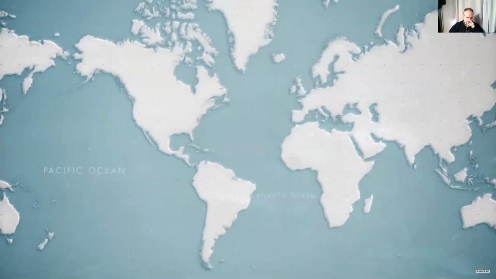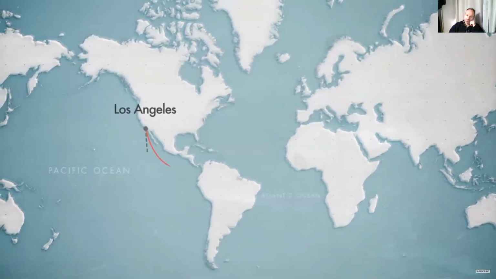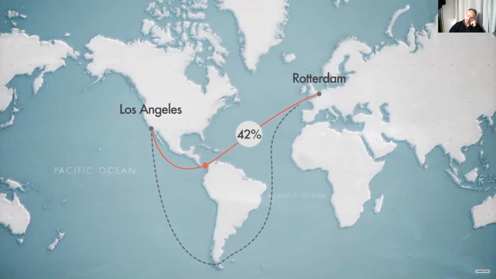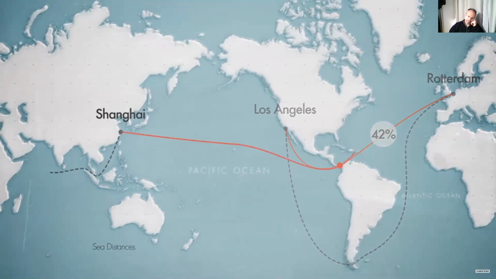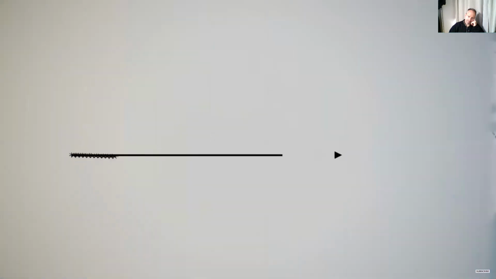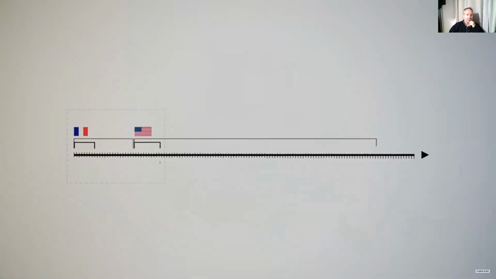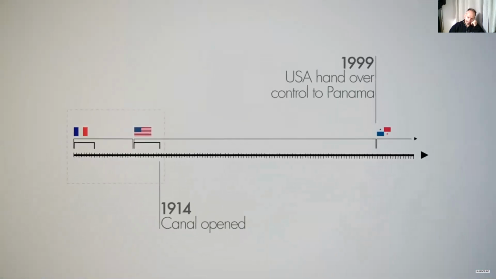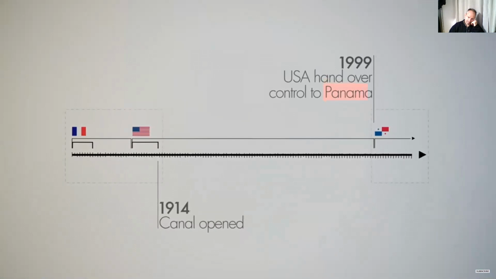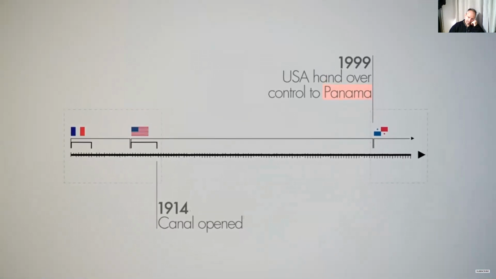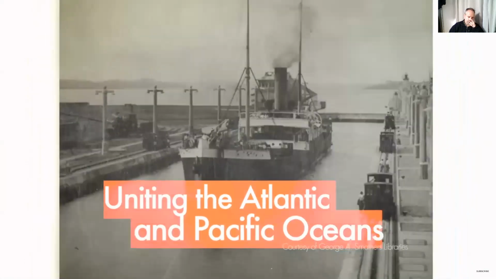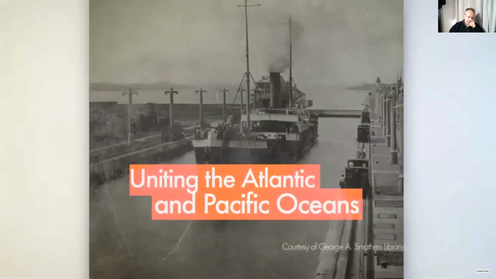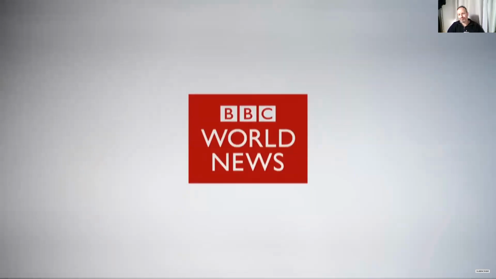It was a colossal achievement. A journey from the west coast of America to Europe was cut virtually in half, and from Shanghai to New York by 14%. Two foreign nations were responsible for its construction, and the canal was finally handed over to Panama in 1999. Uniting two oceans for the first time, the canal has earned its place in history as one of the 7 wonders of the modern world.